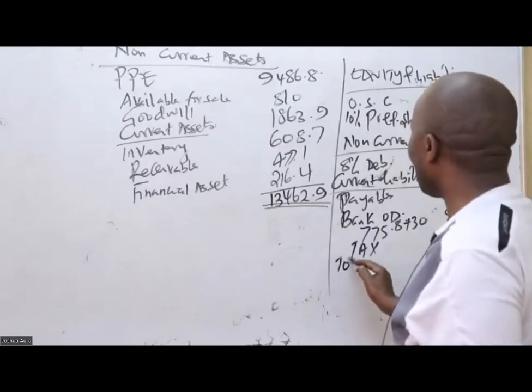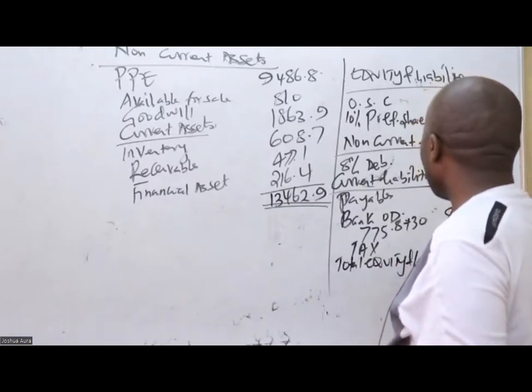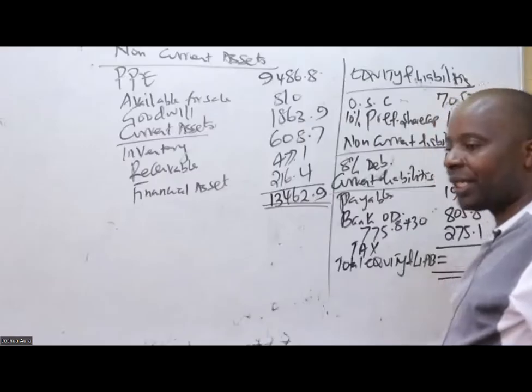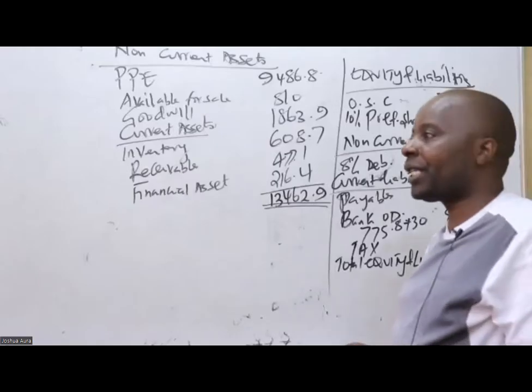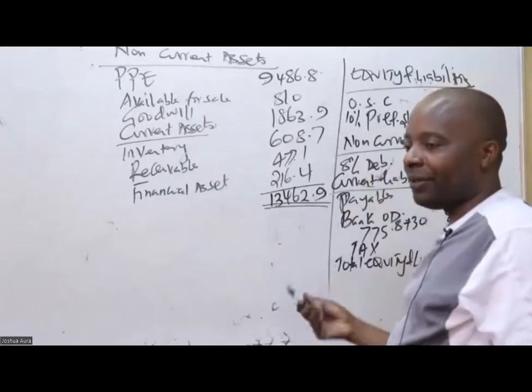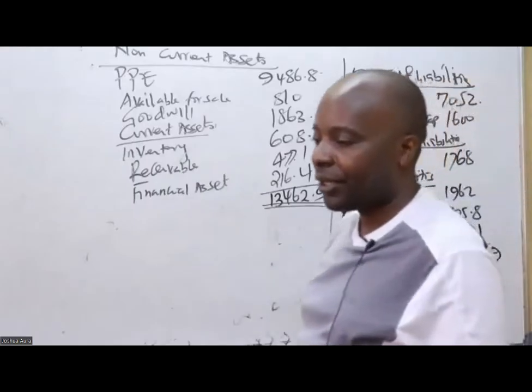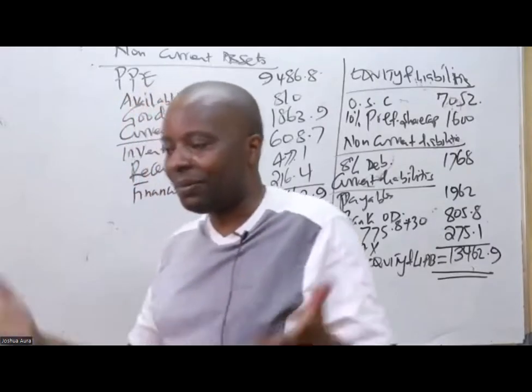Total equity and liabilities. What are we getting, somebody? Oh, it's balancing. I'm being given a figure of 13,462.9. Remember, for the preference dividends cumulative, we gave them shares. They are somewhere here, so you can't bring them here. According to Mark Z, it's 13,463.